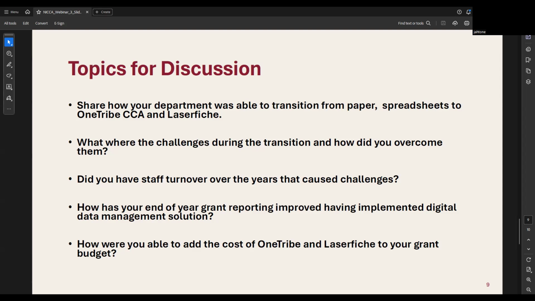And I'm probably going backwards, but the challenge during the transition when we switched from Tribal Tracker was just learning what this was going to do. We did have a training where all the users came in, maybe a day and a half, and they showed us what it would do, and we were able to ask questions. And even the information that was in Tribal Tracker was able to be moved over to CCA, so we didn't have to spend time re-entering it.